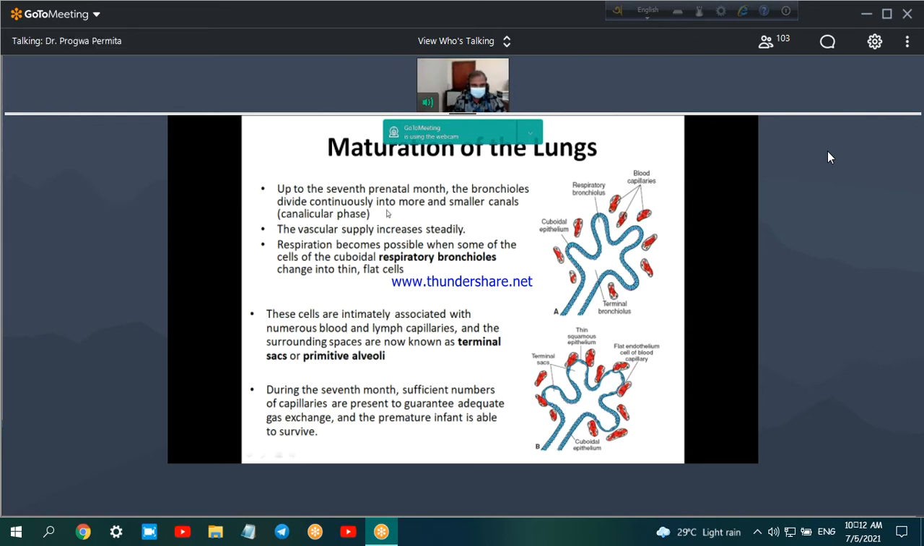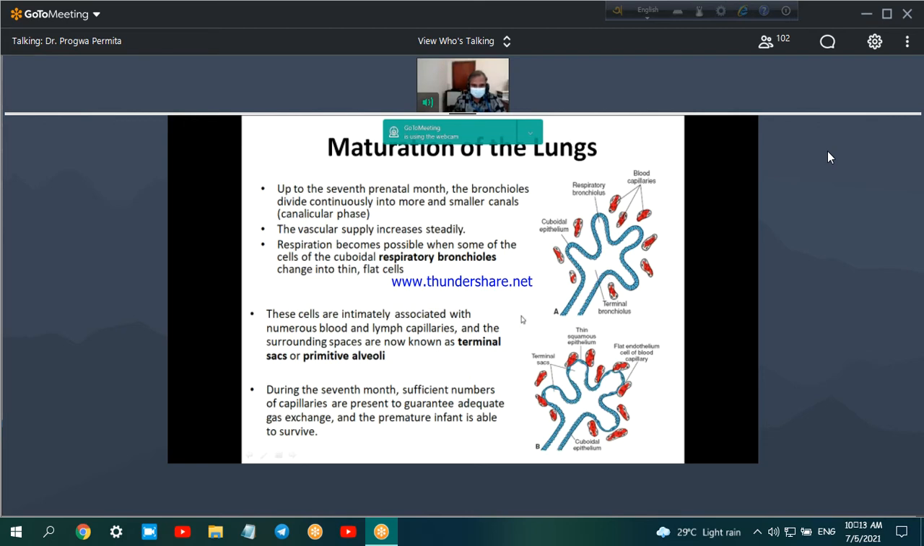Here we can see that up to the 7th prenatal month, the bronchioles divide continuously into more and smaller canals. This is the canalicular phase, where the bronchioles divide more and more rapidly, large and smaller canals are formed, and the vascular supply increases. These are the blood capillaries. Respiration becomes possible when some of the cuboidal cells of the respiratory bronchioles change into flat cells.